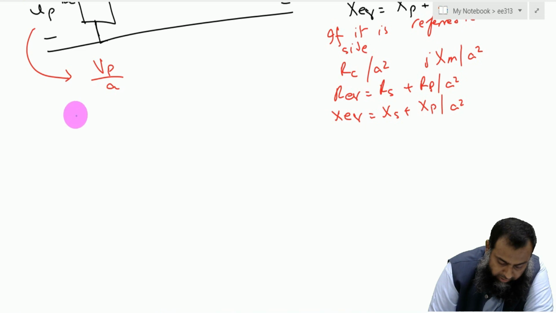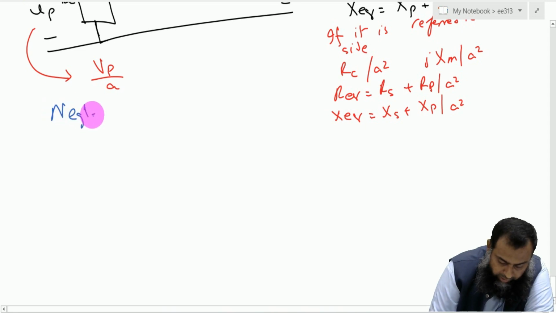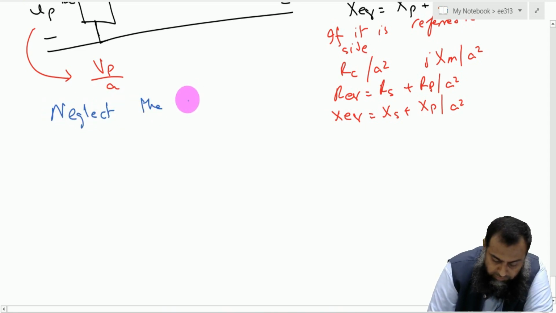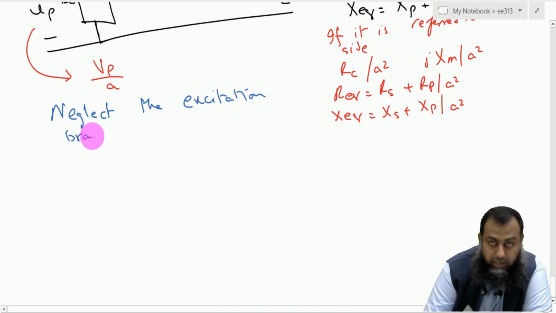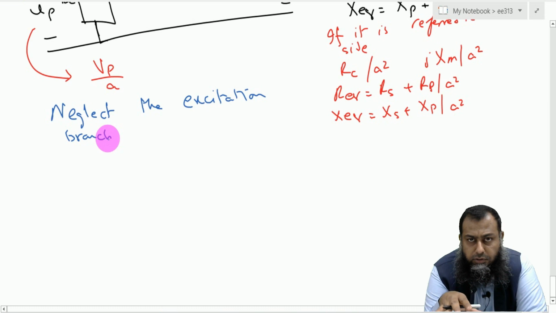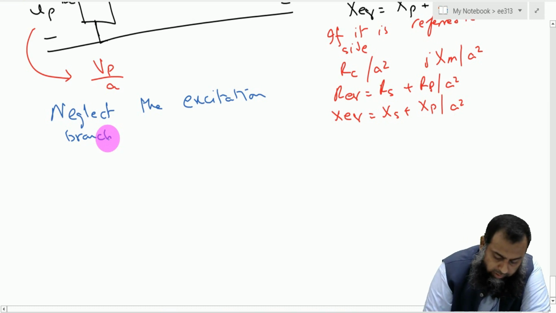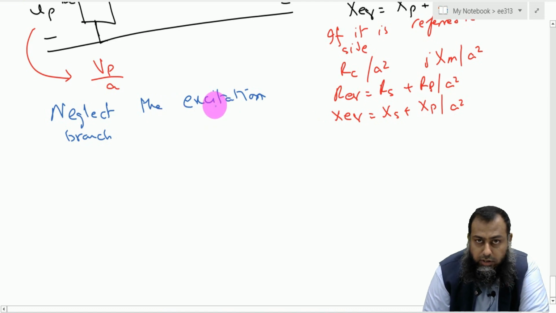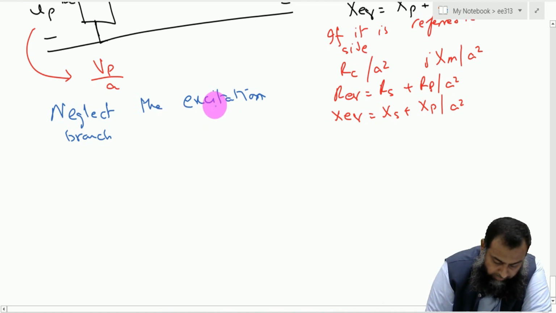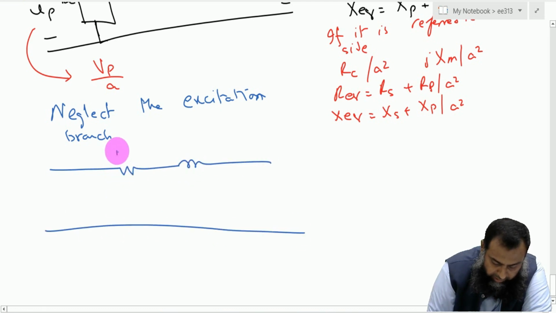We can actually neglect the excitation branch from a transformer, because most people might say that this is just 2 to 3% of the full load rated current, and therefore we can neglect this excitation branch altogether from this particular model. And if we do so, then we are left with only this simple circuit, which is this R equivalent and this jX equivalent.